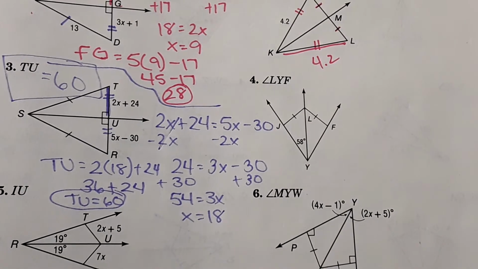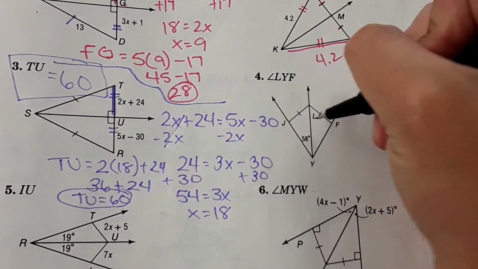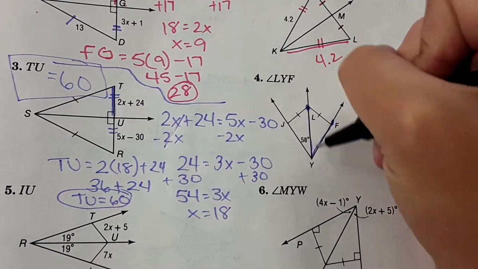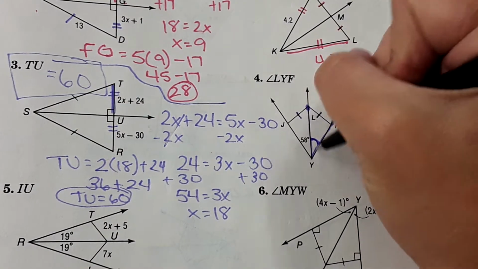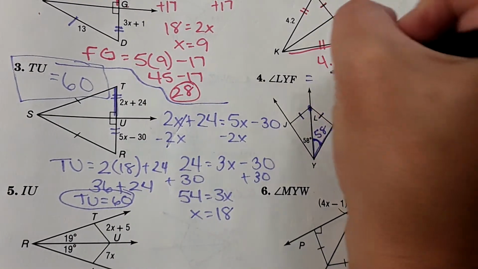Number 4, it asks for angle LYF. Remember, when you identify that angle, you connect the dots in order. So LYF. So it's this angle right here. It shows that this length is the same, so therefore it is an angle bisector, and this has to be the same measure of 58 degrees.